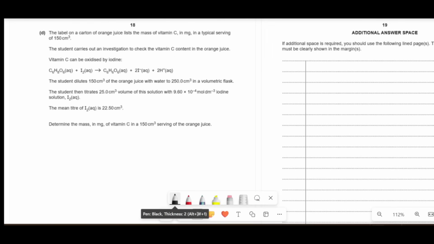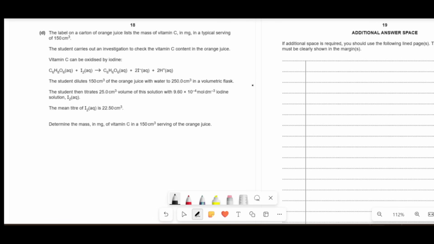Now it says the label on a carton of orange juice contains the mass of vitamin C in a typical serving of 100 cm^3. So it's the volume we're going to be using. A student carries out an investigation to find out the vitamin C content in the orange juice, and it can be oxidized by iodine. So C6H8O6 gets oxidized to this plus 2I- plus 2H+.